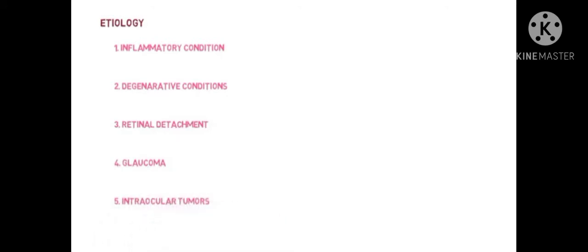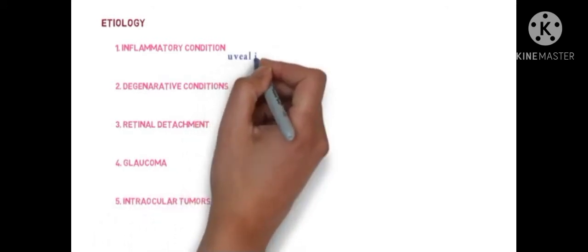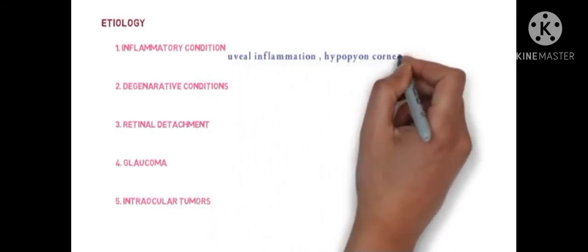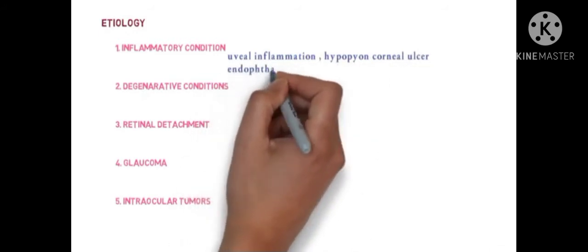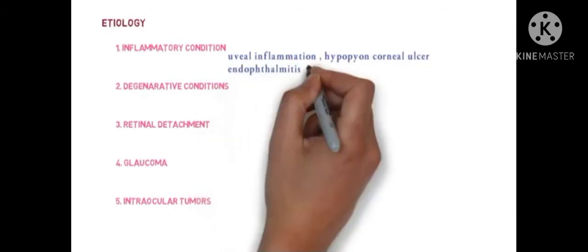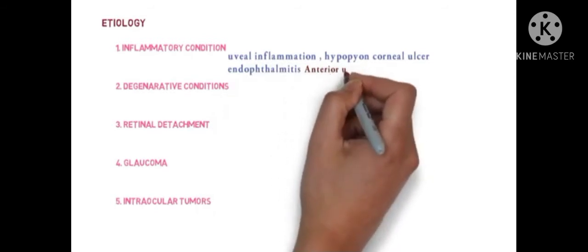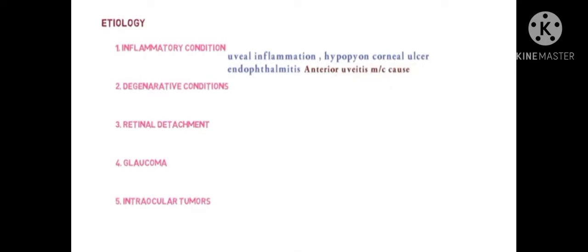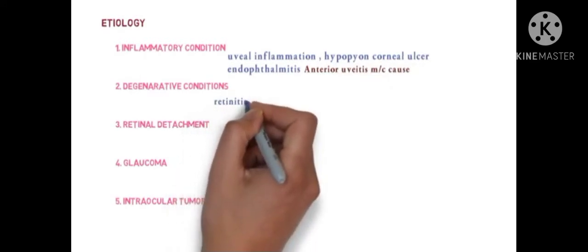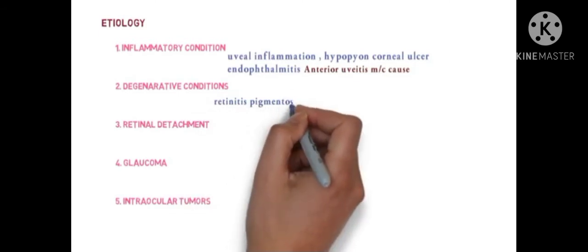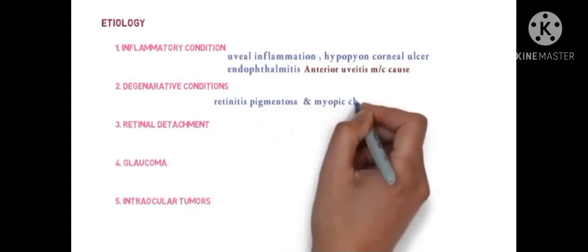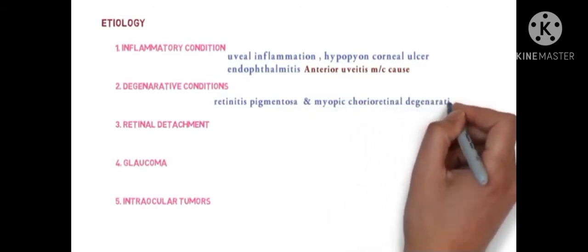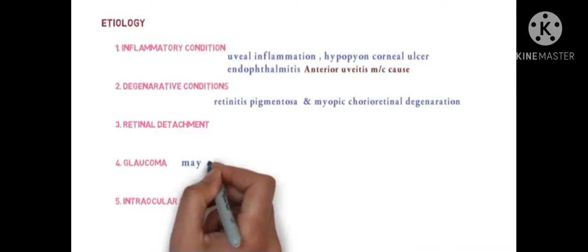Inflammatory conditions like uveal inflammation, hypopyon and corneal ulcer, endophthalmitis, and anterior uveitis. Among these, anterior uveitis is the most common cause. Remember that it may be asked in your exams. The second one, that is degenerative conditions like retinitis pigmentosa and myopic chorioretinal degenerations, can cause secondary cataract. Long-standing cases of retinal detachment may cause complicated cataract.